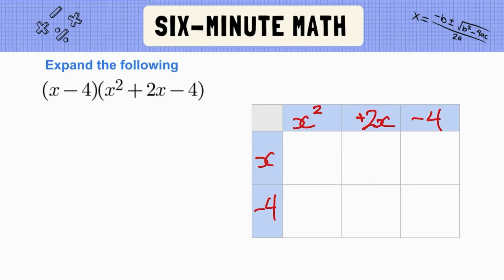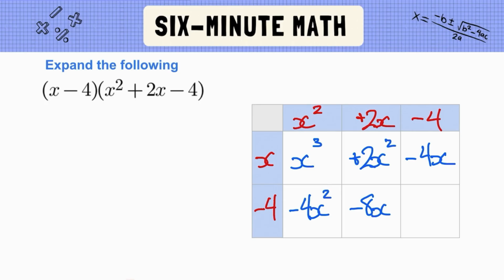X times x squared is x cubed. X times 2x is positive 2x squared. And x times negative 4 is negative 4x. Negative 4 times x squared is negative 4x squared. Negative 4 times 2x is negative 8x. And negative 4 times negative 4 is positive 16.